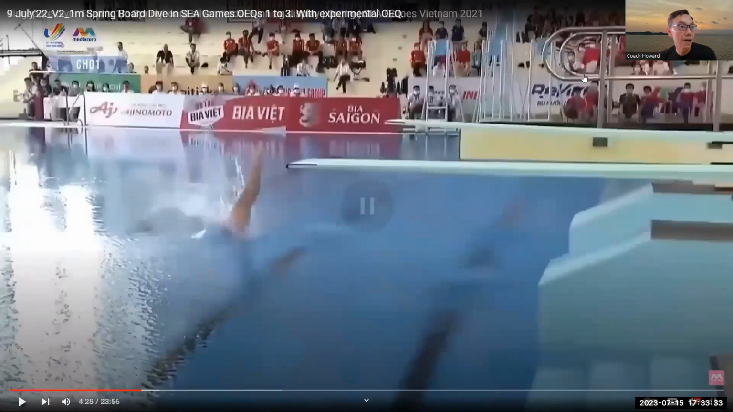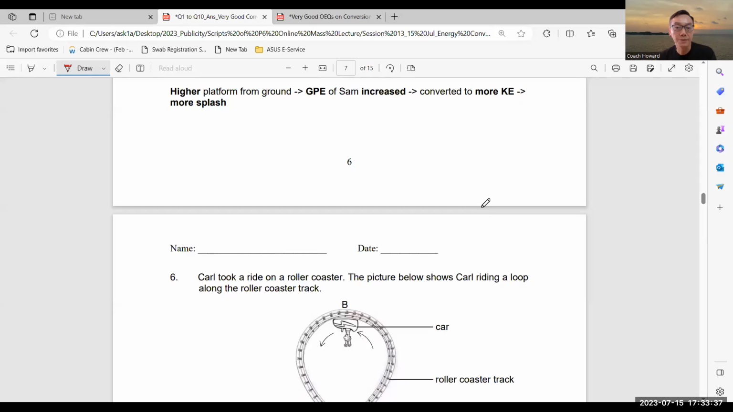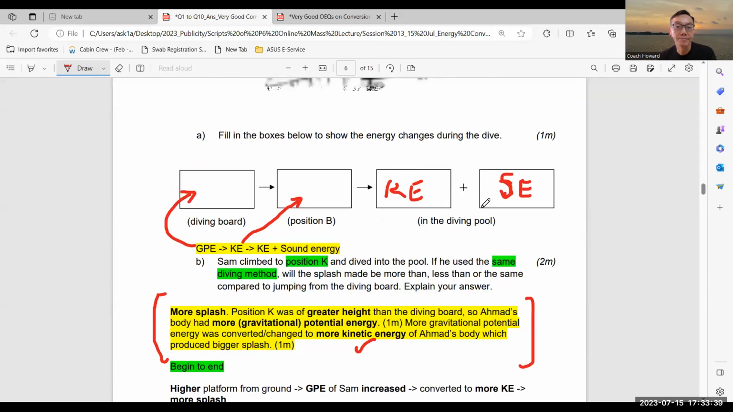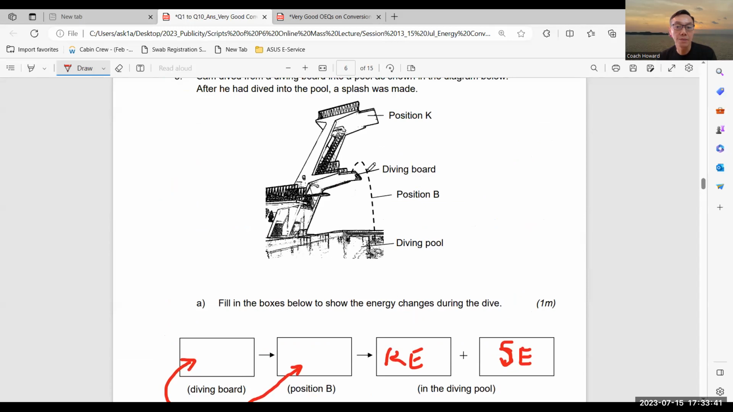Okay, so that's part of the questions. Okay, so we come back to here, this part. Okay, this is not platform diving. So this one is fixed. Just now we saw that one is springboard. Springboard, the thing will move. Okay, so this is one question, energy conversion.